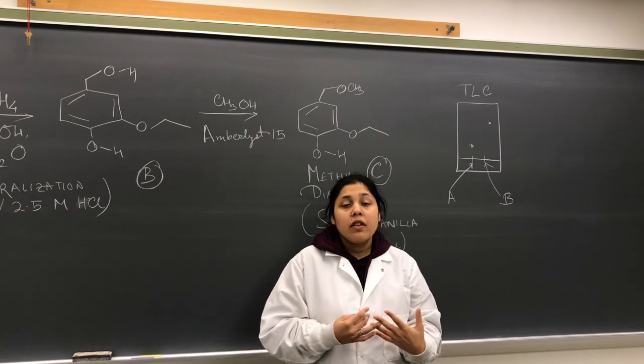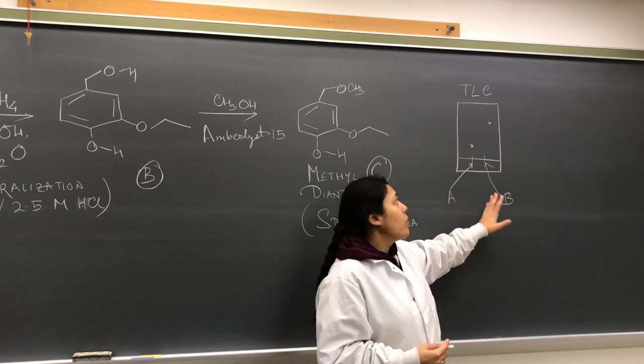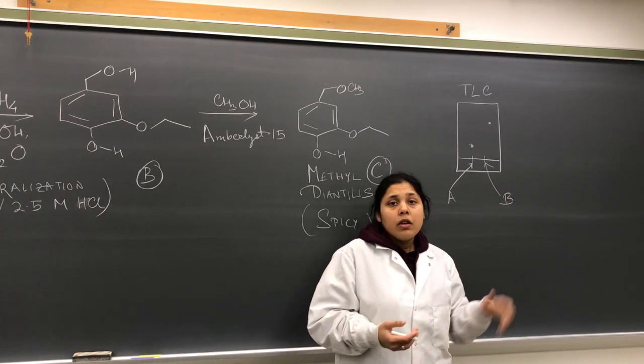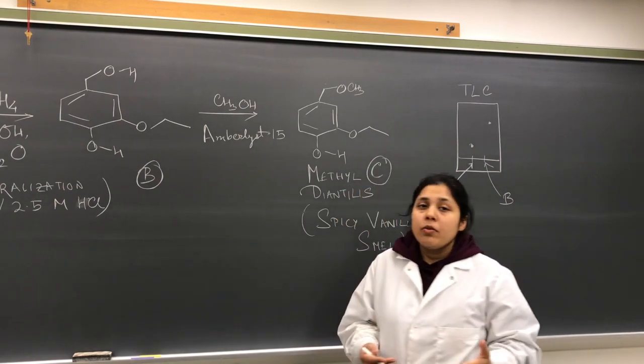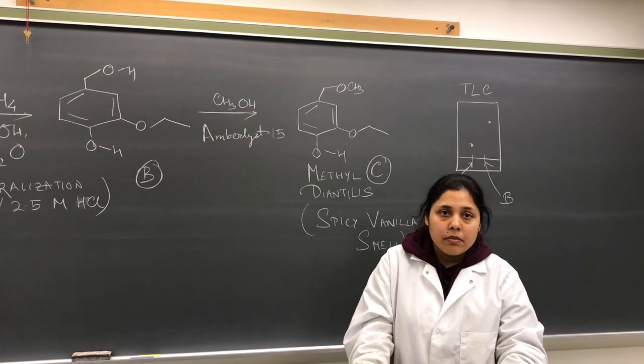Ideally, if the reaction is 100% complete, we should not see any of our A, the starting compound, in our second spot. That's our ideal scenario. If you do, you can always write it in the manual or in your lab report that it's not complete.